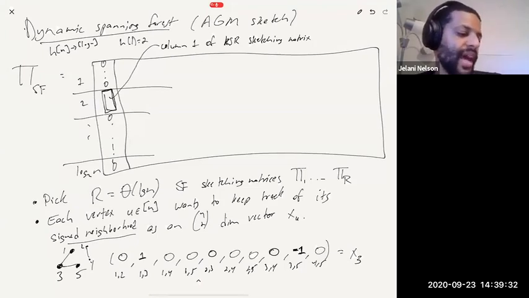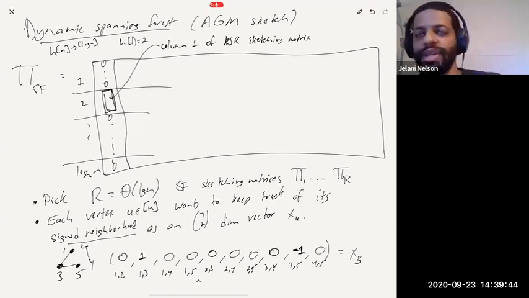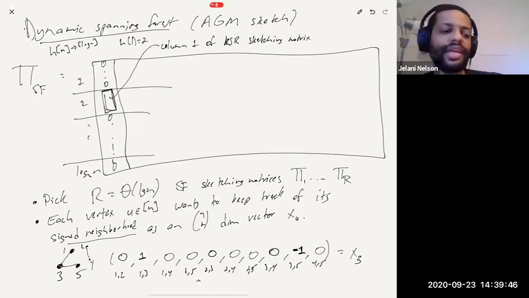And I sign an edge based on whether u is the smaller vertex in the edge, or the larger vertex in the edge. If it's the smaller vertex in the edge, I make it a -1. If it's the larger vertex in the edge, I make it a +1. It doesn't really matter that I did it that way as long as I'm consistent. I could have also defined the signs to be the other way as long as I'm consistent across all of the XUs.